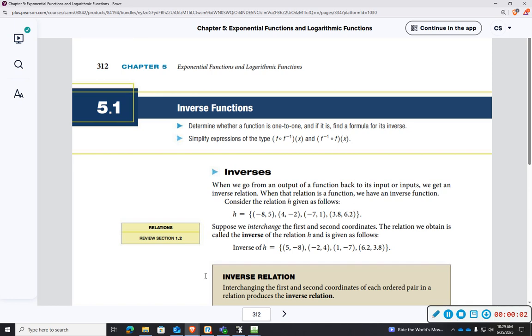All right, today we're going to be looking at section 5.1, inverse functions. We have two objectives to tackle. The first is determine whether a function is one-to-one, and if it is, we're going to find the formula for its inverse. And then two, we want to simplify expressions of the type f composed of f inverse, and then f inverse composed of f.